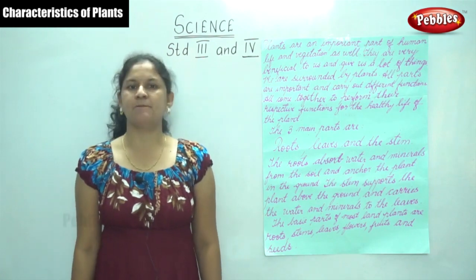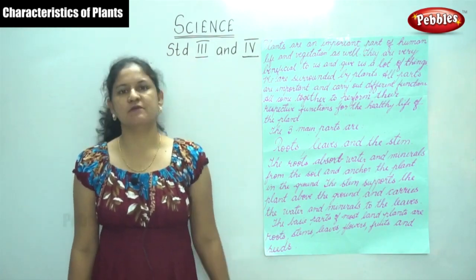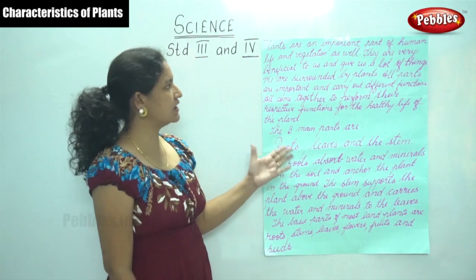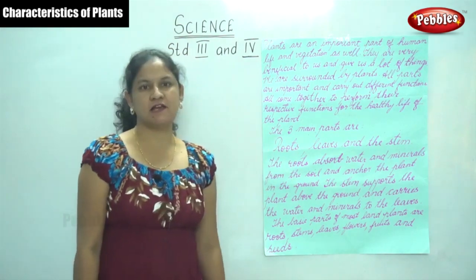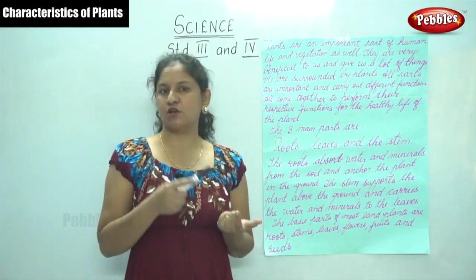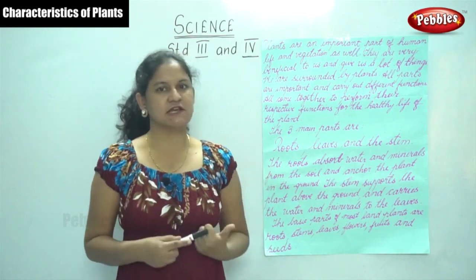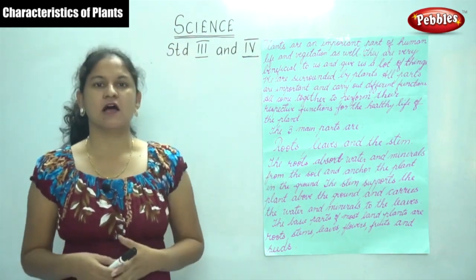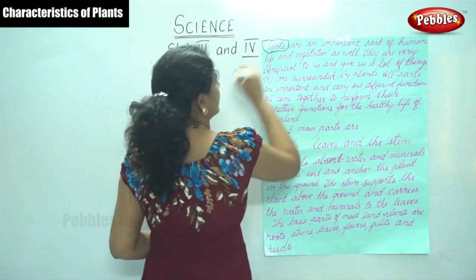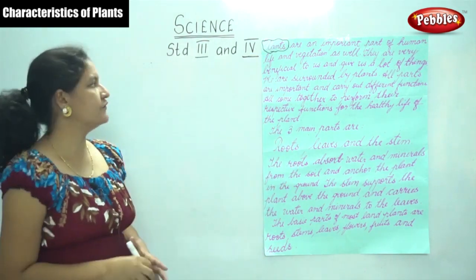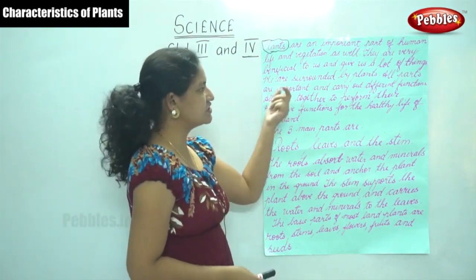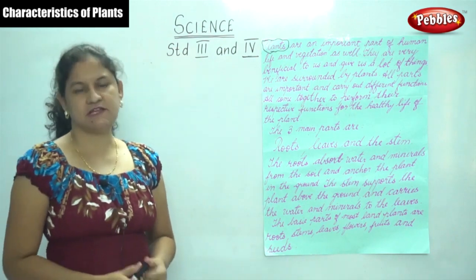So as we were talking about plants, let us see some basic features or characteristics of plants. Plants are an important part of human life and vegetation, be it the oxygen that we breathe, the food that we eat, the clothes that we wear, or the shelter that we live in. All are because of the presence of plants. They are very beneficial to us and give us a lot of things.